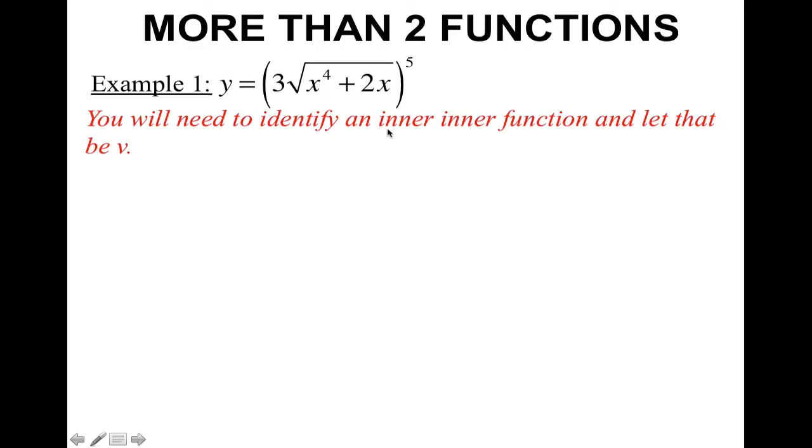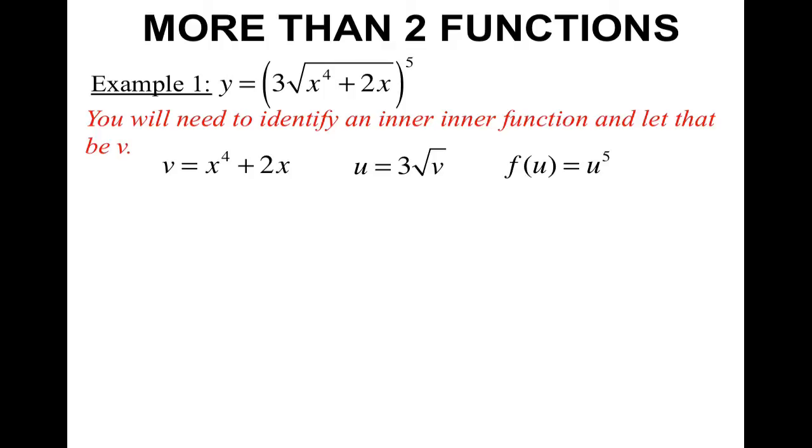So in order to do that, you look into the function, and you should notice that the inner is x to the fourth plus 2x. So I'm going to let that be v. My inner function is going to be 3 square root of the inner. So that's going to be my u, but this time I'm going to rewrite it in terms of v. Now my outer function is this stuff to the 5th power, which in this case is u. So my outer function is u to the 5th.